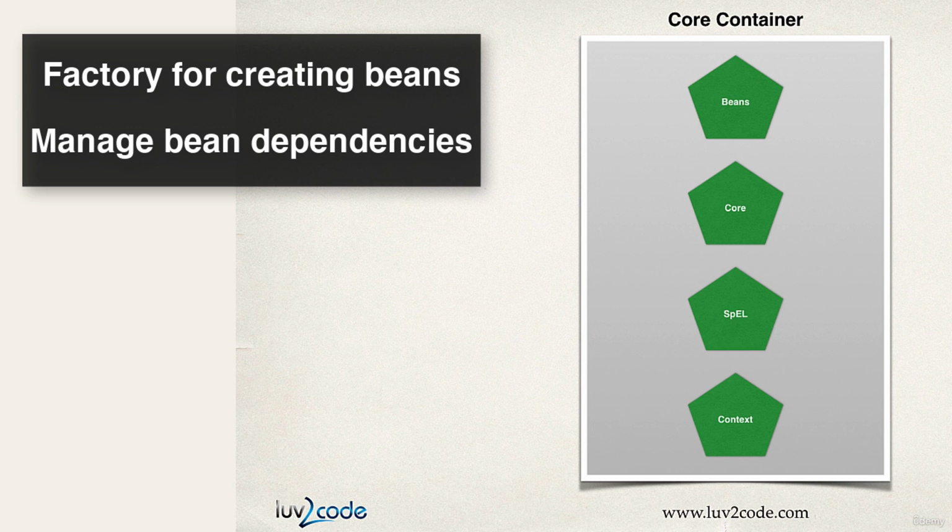And then this SpEL, that's for the Spring Expression Language. It's a little language we can use within the config files to refer to other beans. And we'll see examples of that later. But that's the core container for creating beans and then making those beans available.